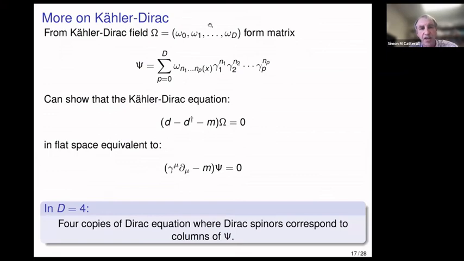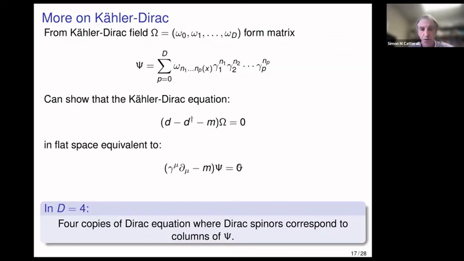You might say, what's the connection to Dirac? Well, if I take those forms packaged up in omega and use them as coefficients in an expansion over products of gamma matrices in some locally flat region, I can build a matrix fermion out of them. And I can show the Kähler-Dirac equation, that thing I just wrote down, is just the same thing as the Dirac equation acting on this matrix.